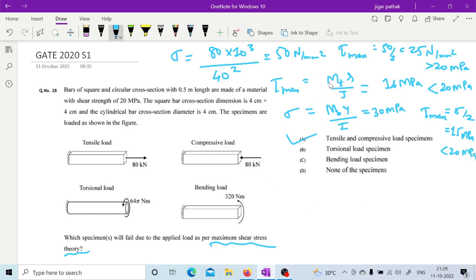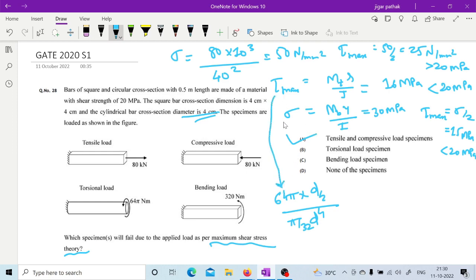Here Mt is given as 64 pi, r will be d by 2, J will be pi by 32 d raised to 4. That is 64 pi into d by 2 over pi by 32 d raised to 4, right? Yes sir. Correct. So you will get tau max as 16 megapascal. The diameter is given: this cross section diameter is 4 centimeter. Okay, yes sir, this one is done.